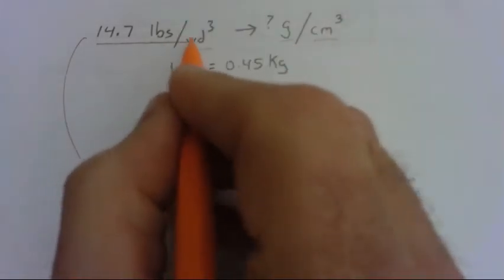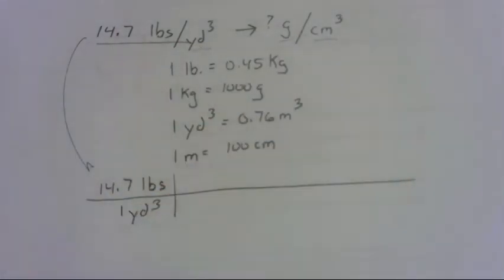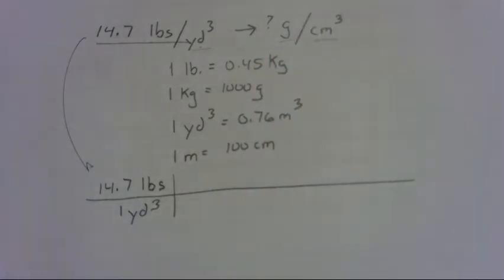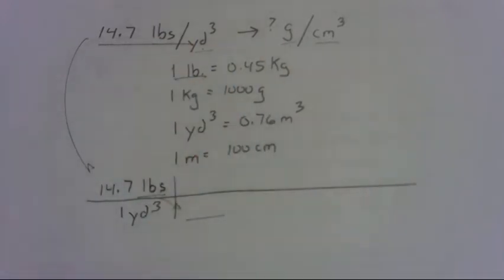And since it's per cubic yard, the cubic yard goes on the bottom. All right? And I will have to cancel out both of those and have on top grams and on the bottom cubic centimeters. So it doesn't matter which one I start with. So I'm just going to start with pounds. I have pounds on top here, so I'm going to want to have pounds on the bottom here. So I look for it, and they're right there.